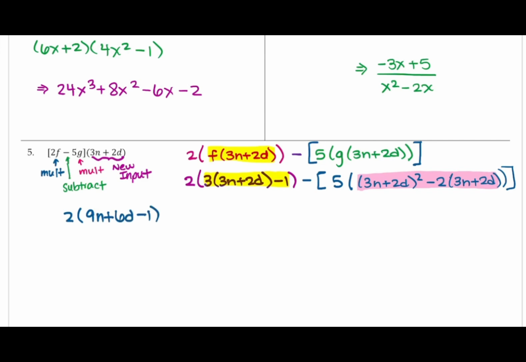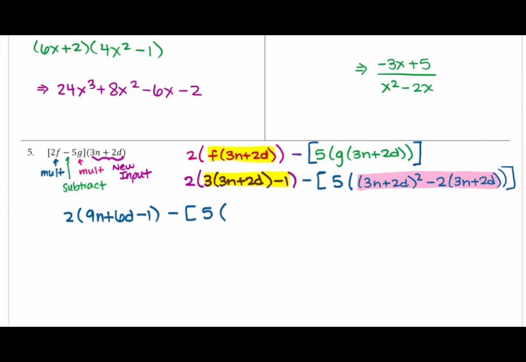So we have twice the f function, and my f function simplified would be 9n plus 6d minus 1. There's nothing else to combine for the f function there. So lastly, I will distribute that 2. But let me just keep writing. We have 5 times the g function. So let's see what's happening inside the g function.